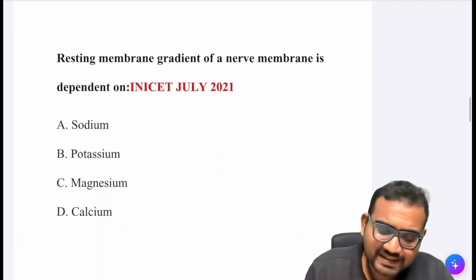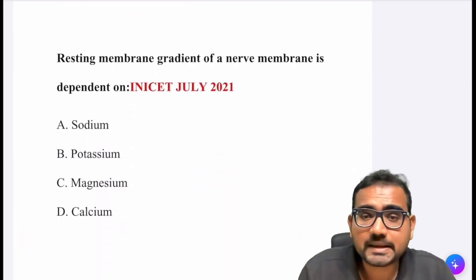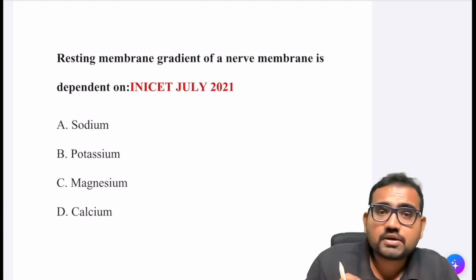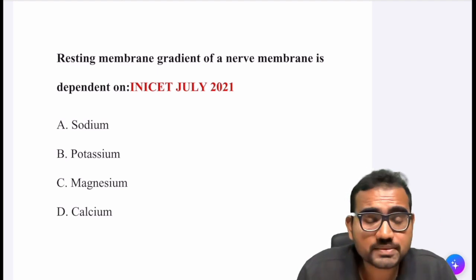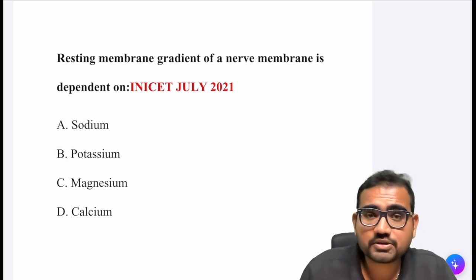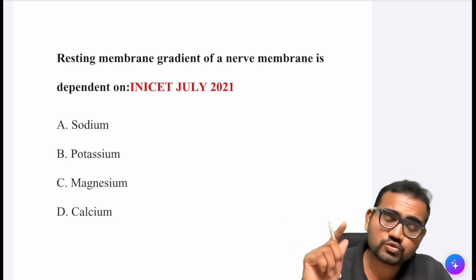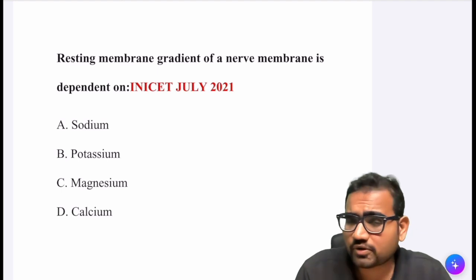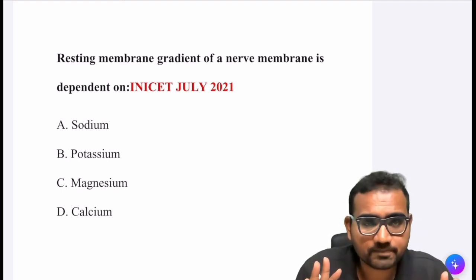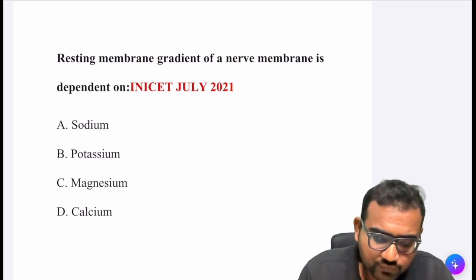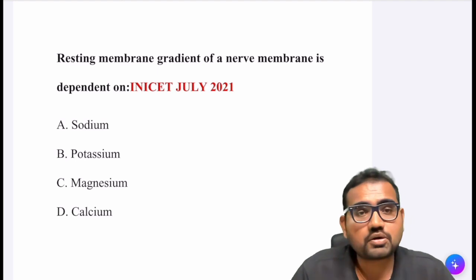So the resting membrane gradient of a nerve membrane is dependent on, okay, see, I'll be rushing through these MCQs because I have already talked about the concepts in the morning session. If you want the concepts, you can just move to that video, watch it for 5 to 10 minutes and then you can come back again. So the resting membrane gradient of a nerve membrane is dependent on, we all know the answer.